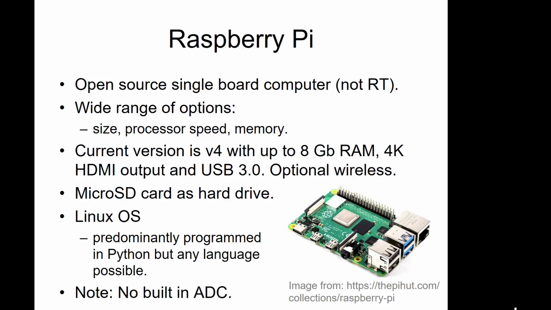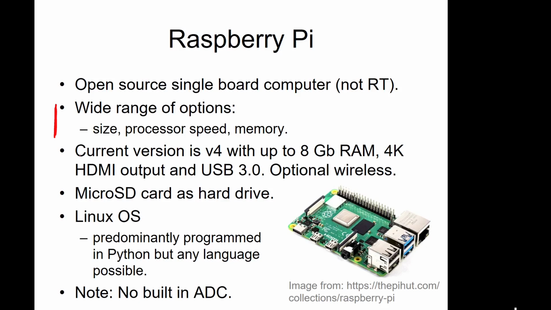Next option I'll discuss, Raspberry Pi. This is what's classed as a single board computer. Because it's a computer, it's not real time. It'll be multitasking. It's a lot more powerful than your Arduino microcontroller. Again, there's a wide range of options available. You can get different sizes depending on what physical requirements or geometric limitations you have in your system. There's lots of sizes available, different memory options, etc.